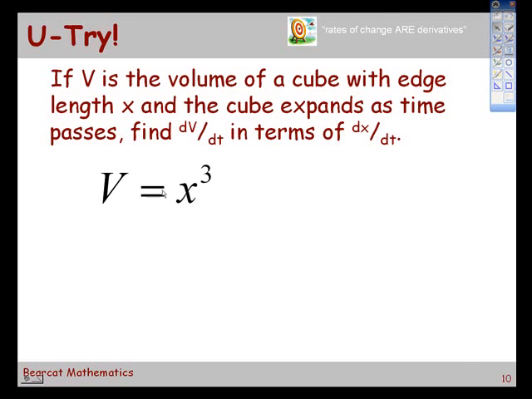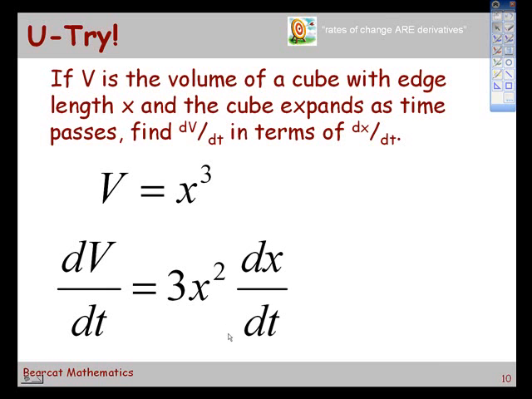Okay, all I did on this one was I know that V is equal to x cubed, and I'm looking for dV/dt, so I went ahead and took the derivative of both sides. So the derivative of V is dV/dt. The derivative of x cubed should be 3x squared times dx/dt. I have to follow the chain rule. And then I'm done, because all they asked for was dV/dt in terms of dx/dt. And that's what we have. dV/dt equals 3x squared dx/dt.